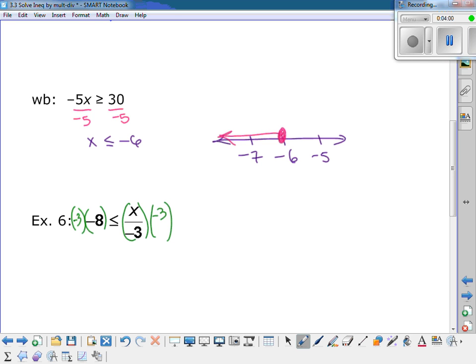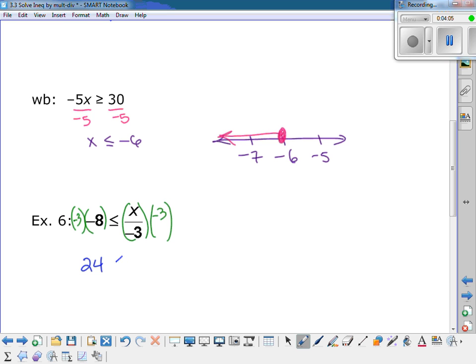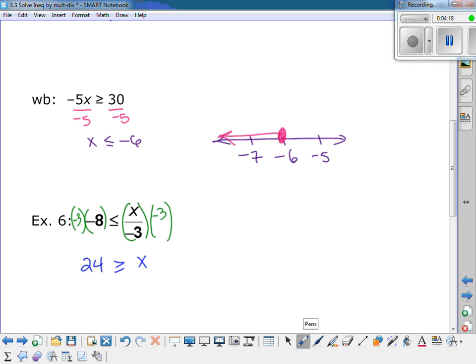All right, so negative 3 times negative 8 gives me a positive 24. And then I have positive x on this side. So again, before you graph it, oh wait, what did I do wrong? I forgot to switch the sign. My bad. All right, switch the sign, but now I'm going to flip it over so that I can graph it. So x is less than or equal to 24. So is this one open or closed? Closed, and it's going to the, which way is it going? To the left.